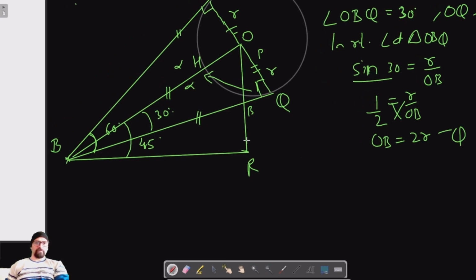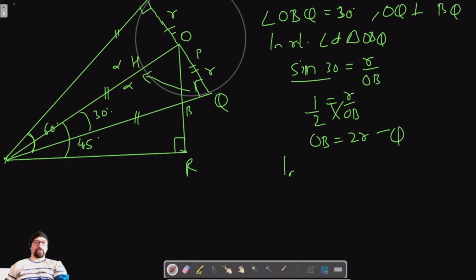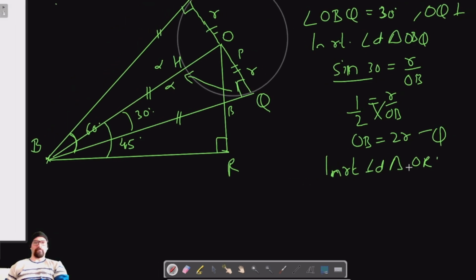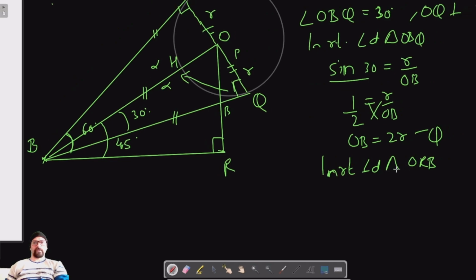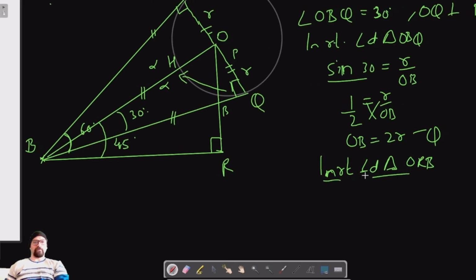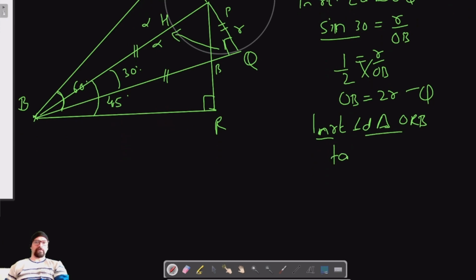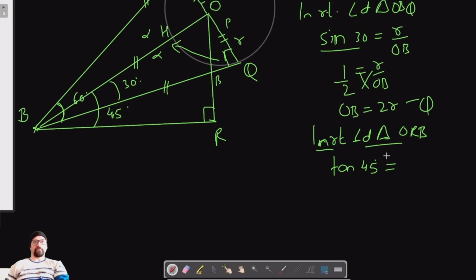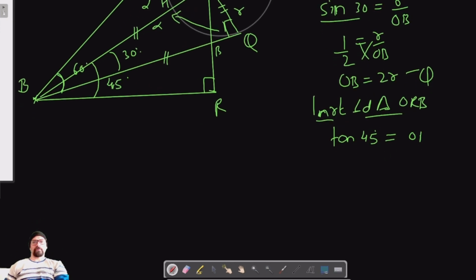Now let's move on to the right angle triangle. This is also 90 degree because this is the perpendicular distance. So in right angle triangle ORB, tan 45 degree is equal to OR by BR. The tan 45 is 1.